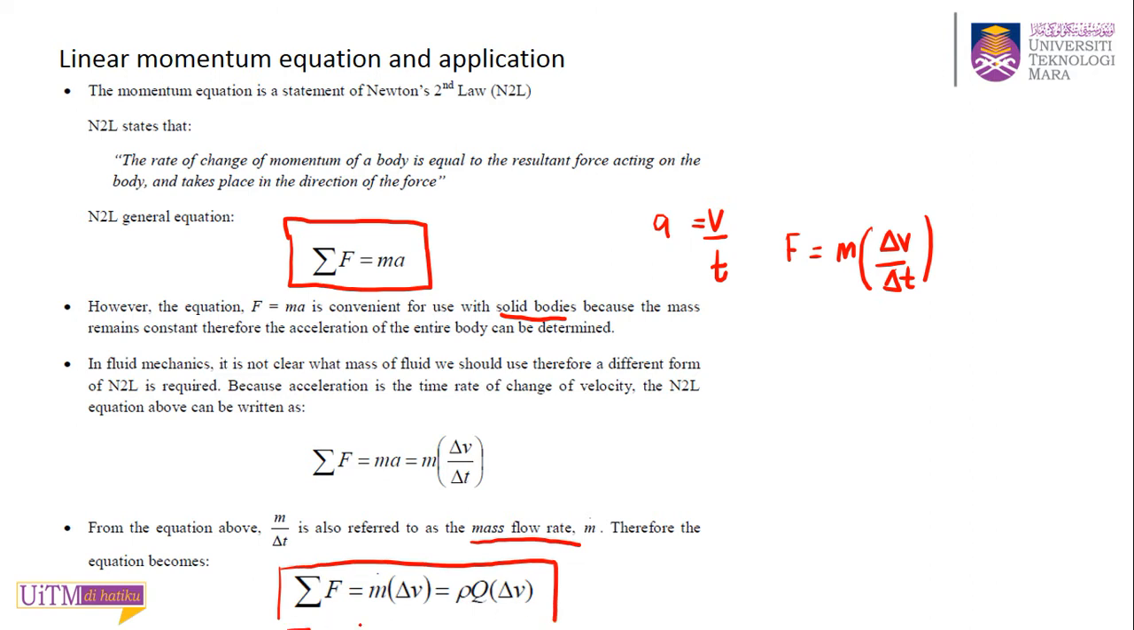So we have m dot times delta v, and we know m dot, the mass flow rate, is equal to rho Q. So we can write the equation as F equal to rho Q delta V. This is the linear momentum equation. When we solve these questions, we will use this linear momentum equation. If you have any question, just ask.